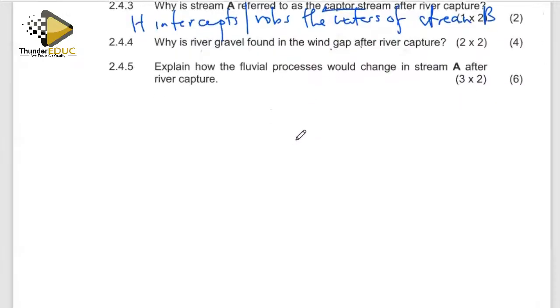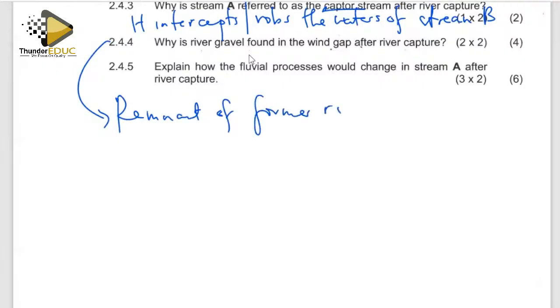Why is gravel found at the wind gap after the river capture? We find gravel in the wind gap after stream piracy has taken place. The gravel is evidence of the remnants of former river activity. It shows that there was an active river there which was flowing, depositing its material along its channel. That is the evidence that we find. It's evidence of the previous river, and also its deposited sediment.